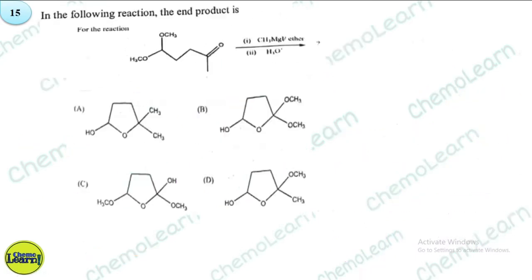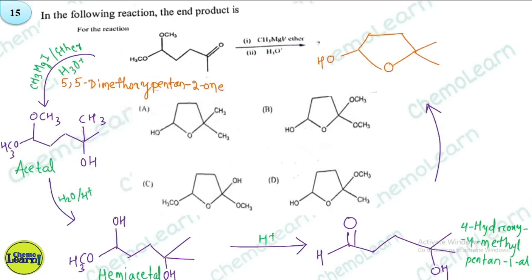Question number 15. In the following reaction, what is the end product? This is our reactant and we are treating it with methyl magnesium iodide in presence of ether, Grignard's reagent. Okay. So see, upon treating with methyl magnesium iodide and ether, and then acid hydrolysis, it will form hemiacetal. Okay, hemiacetal, then upon a series of reactions it forms this product. Option A will be the right one.